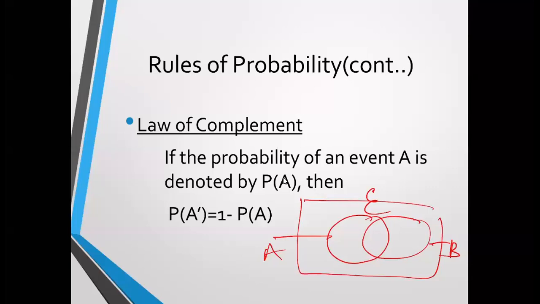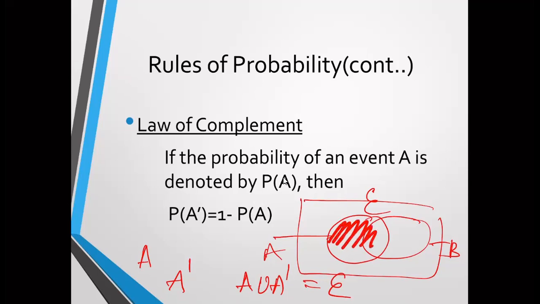We were discussing the law of complement, right? So we have a Venn diagram with two events. Now try to understand this. A and A dash. My question is, what is A union A dash? It should be the universal set. Understand?